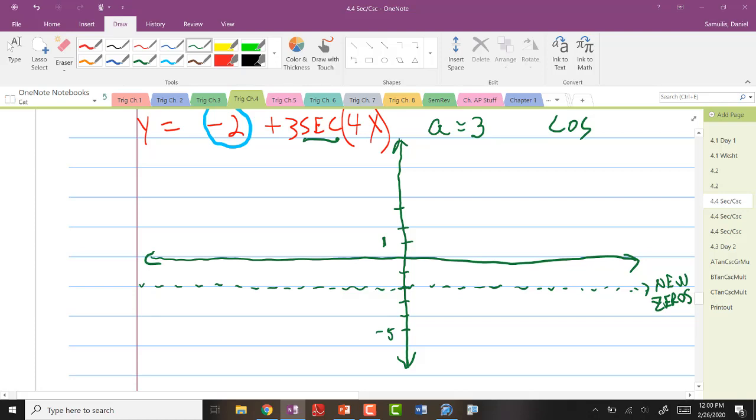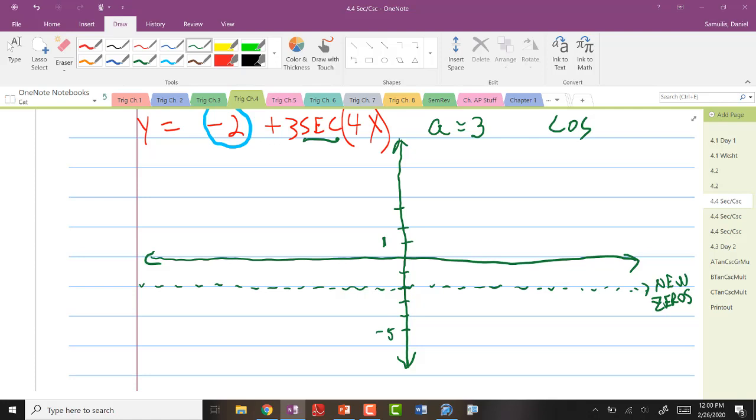What is still the reciprocal of 0? Undefined. So anytime we hit this dotted line, that's where the asymptotes are for secant. That's what we need to know. So all we have to do is be able to treat this as a translated graph down, and then the rest is going to be easy.